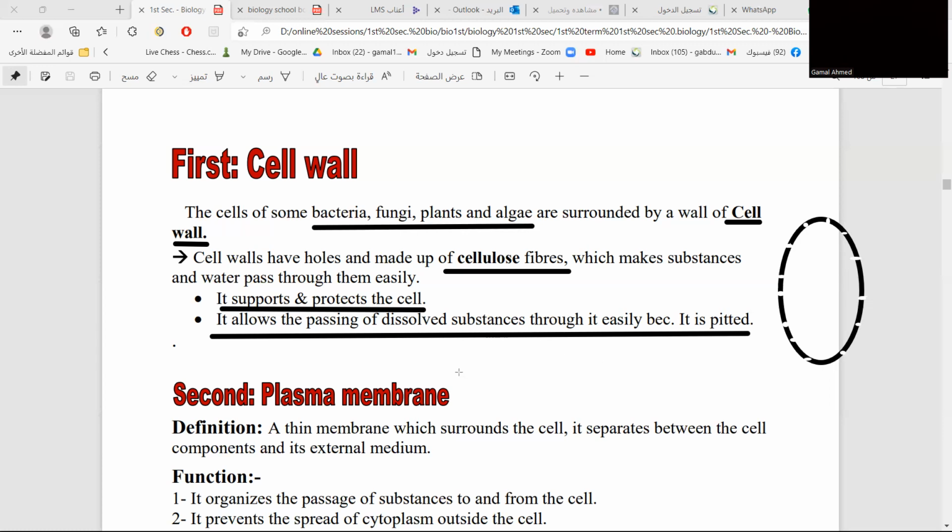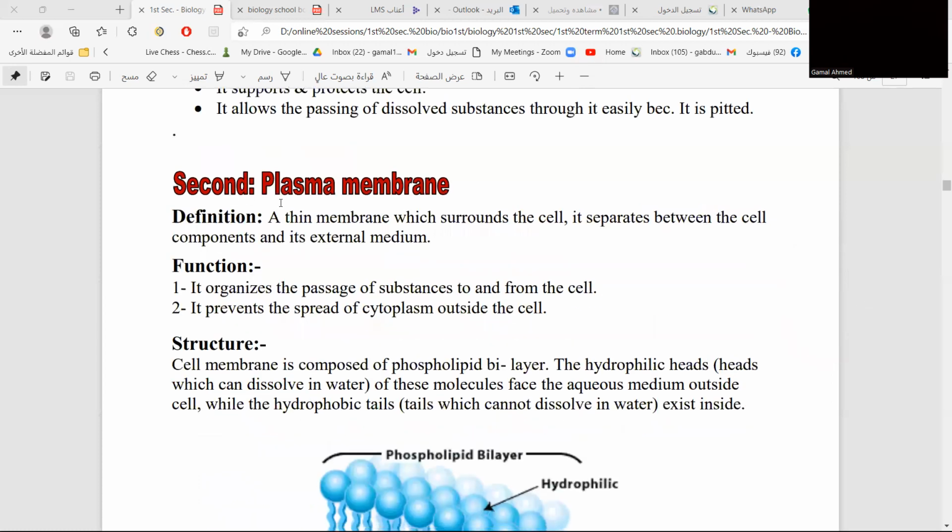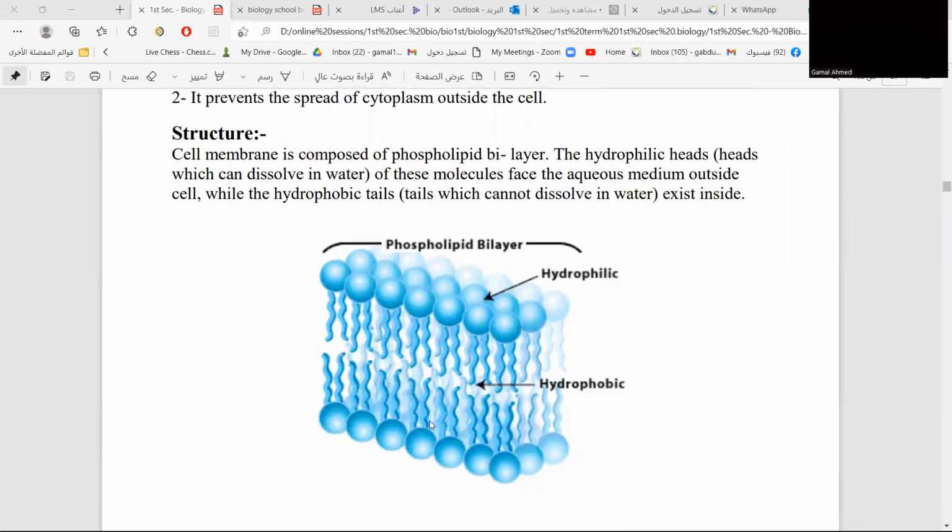But the plasma membrane, which is the cell membrane, is made of a double layer, a bilayer, of phospholipids, which have a head and a tail. The head is hydrophilic and the tail is hydrophobic. Hydrophilic means a water lover; it absorbs water easily. Hydrophobic means a water hater; it doesn't allow water to pass easily.